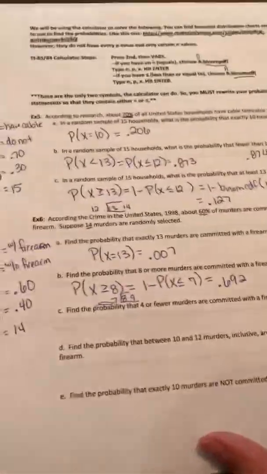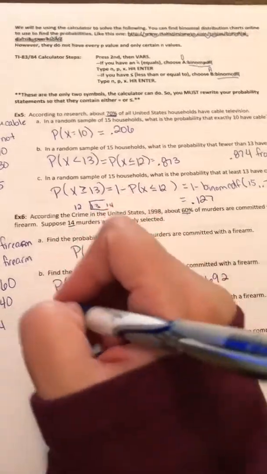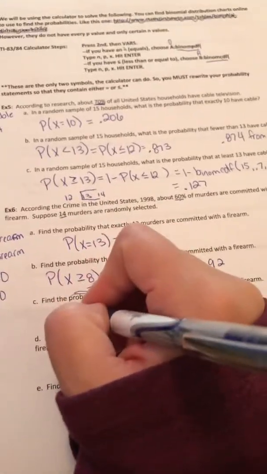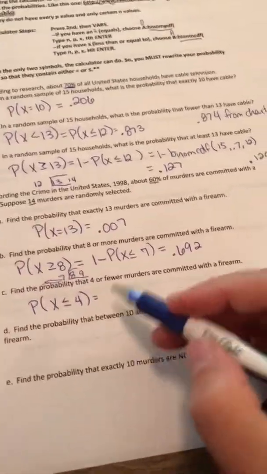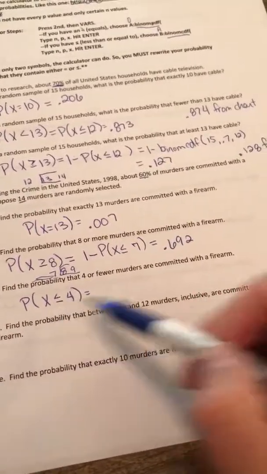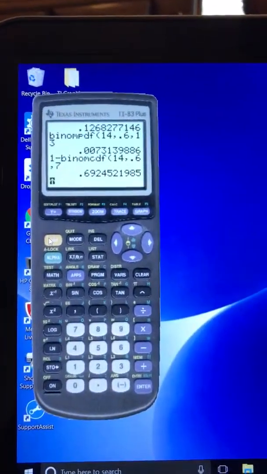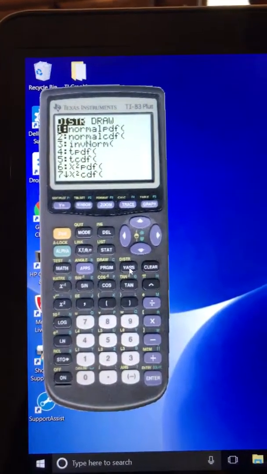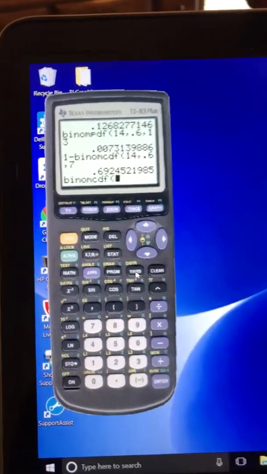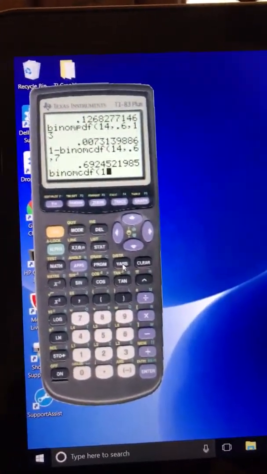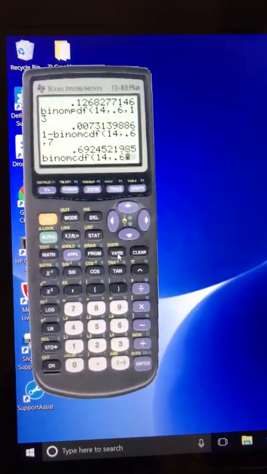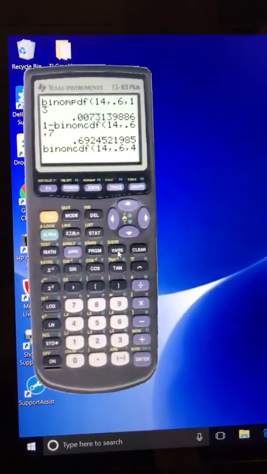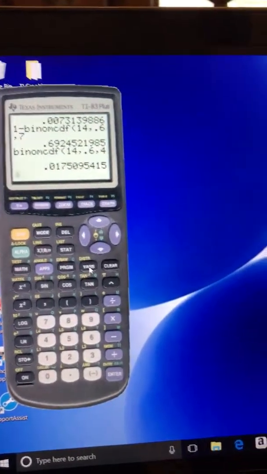For C, find the probability that 4 or fewer murders are committed with a firearm. 4 or fewer means X is less than or equal to 4. That one's nice because the calculator can do this. It's less than or equal to, so we're going to do second vars, binom CDF, and we do N, which is 14, P, which is still 0.6, and X, which is now 4. And we get 0.018.